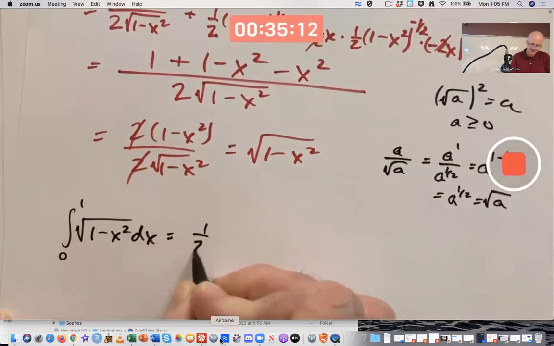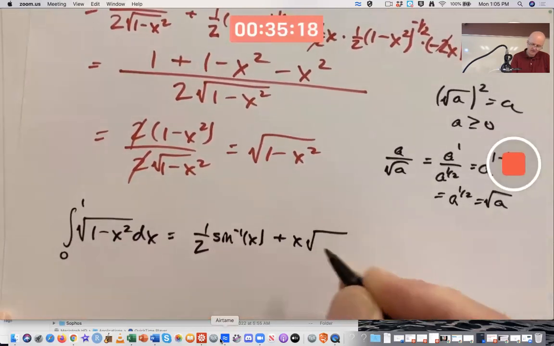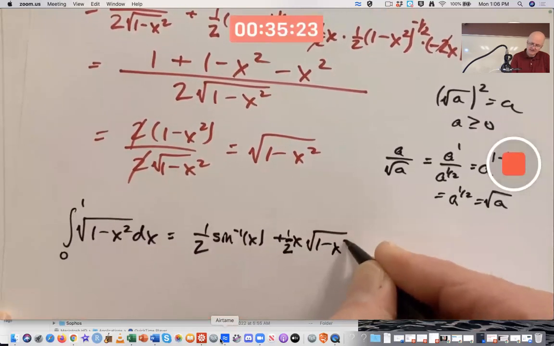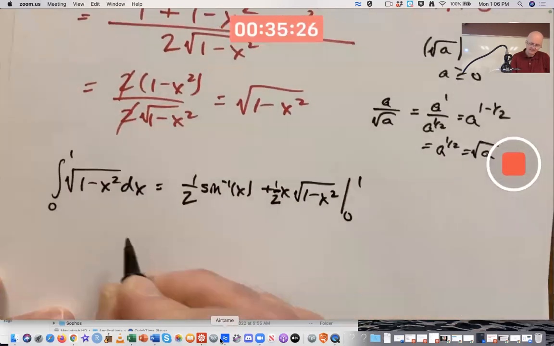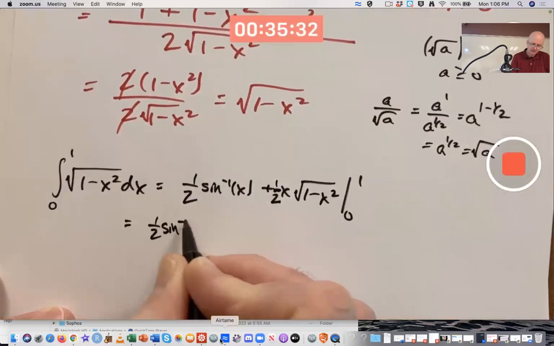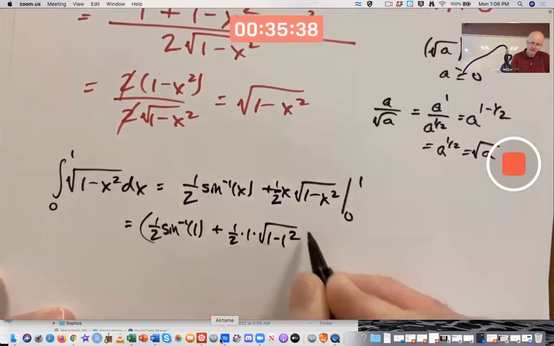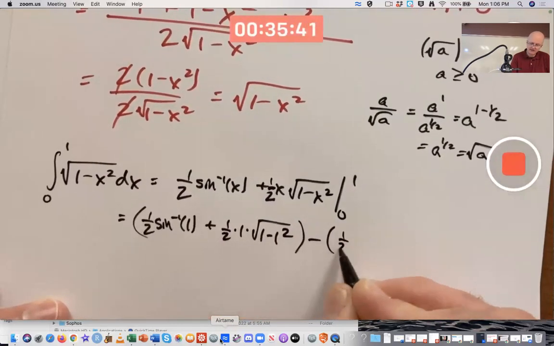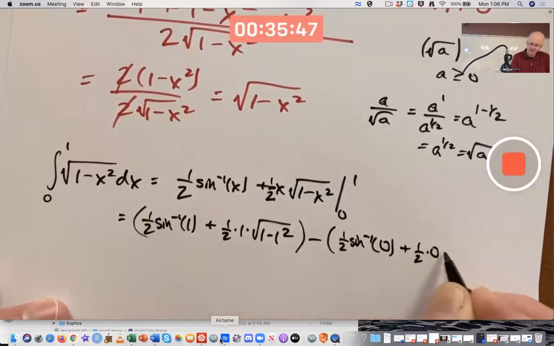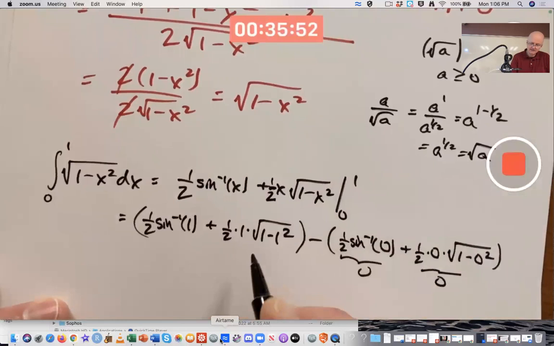We already found the antiderivative is 1/2 inverse sine of x plus, I forgot my 1/2 again, 1/2 x square root of 1 minus x squared plus c, evaluated from 0 to 1. There's what I get when I plug in 1, subtract what you get when you plug in 0, which even though it will be 0 here is worth writing out. You want to be careful. Sometimes it's not 0. That's a 0. This is a 0. This is a 0.